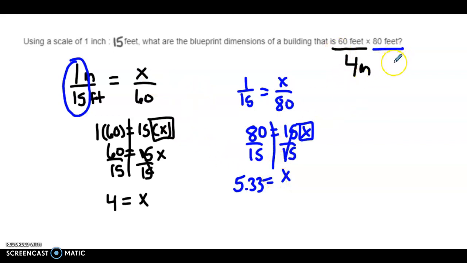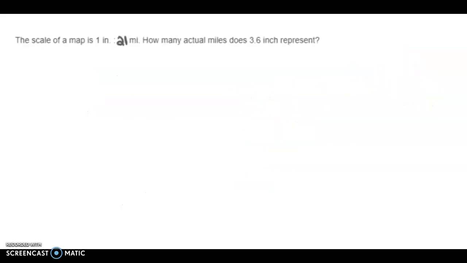So you can write that a couple different ways. You can write it as 5.3 repeating. You can write it as 5 1/3, or you could round it off as 5.33. Oh, and those are inches, by the way. So those would be my new dimensions: 4 inches by 5 1/3 inches.